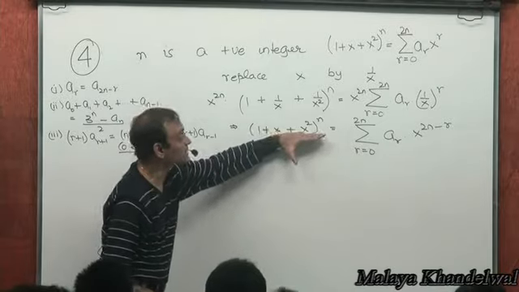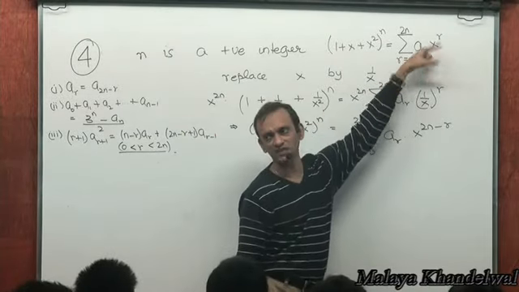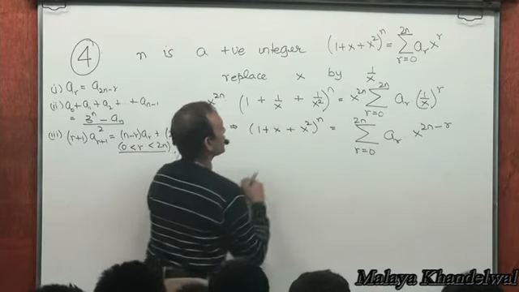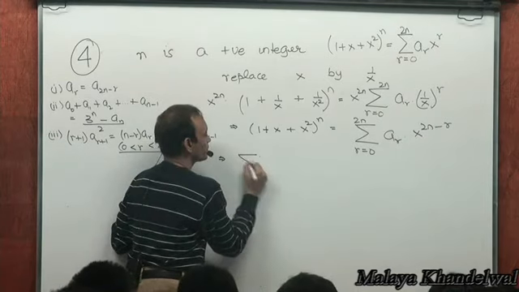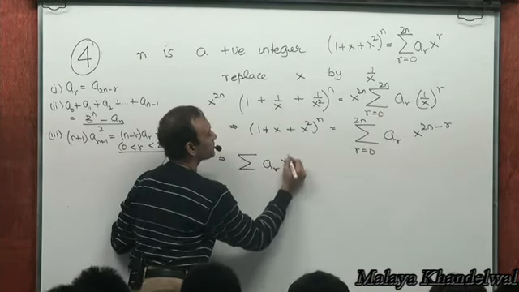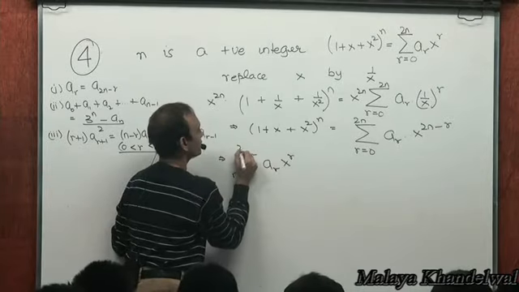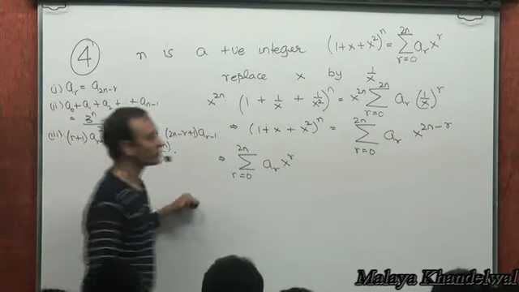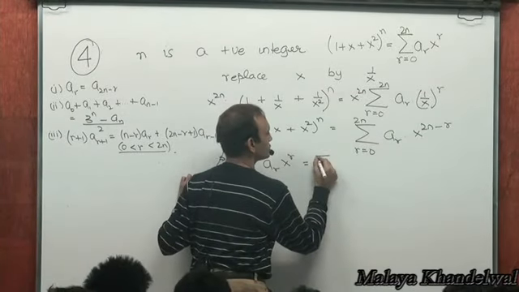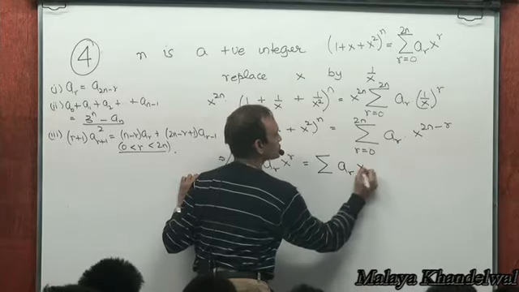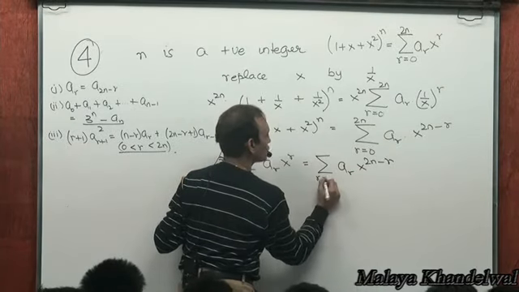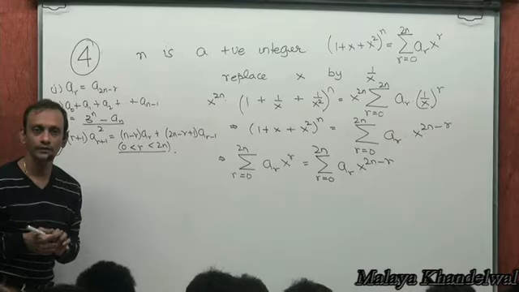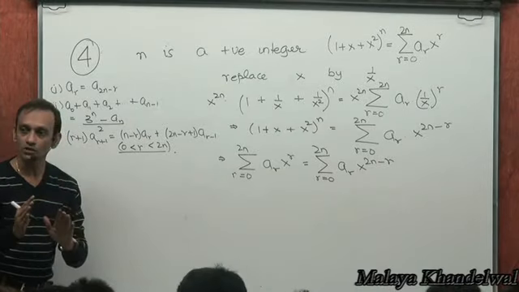But 1 plus x square whole to power n is what? Summation ar x power r, yes or no? Yes. Right, so the left hand side I rewrite as summation ar x power r, r equal to 0 to 2n. That's the left hand side. Clear? And the right hand side is summation ar x to power 2n minus r, r equal to 0 to 2n. Right? Sounds good?